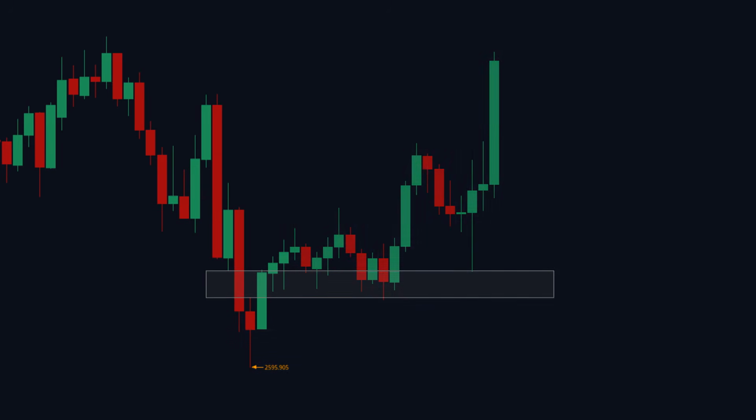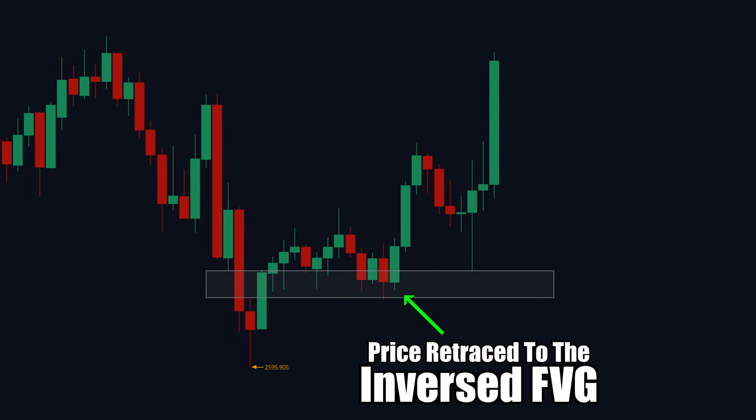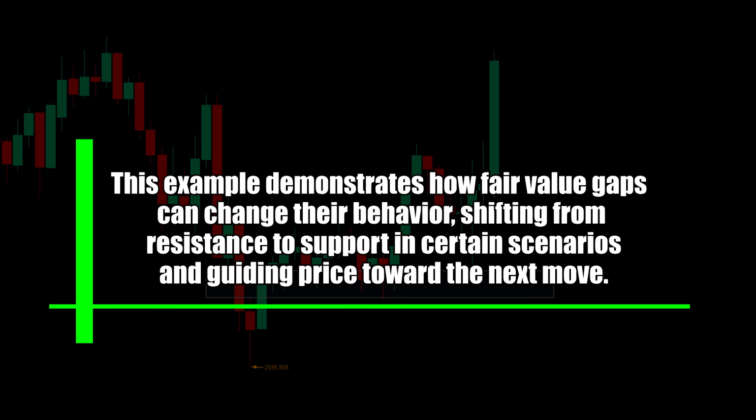If we play out the chart, we can see that price does indeed retrace into the inversed FVG, respects the consequent encroachment, and then continues higher. This example demonstrates how fair value gaps can change their behavior, shifting from resistance to support in certain scenarios and guiding price toward the next move.